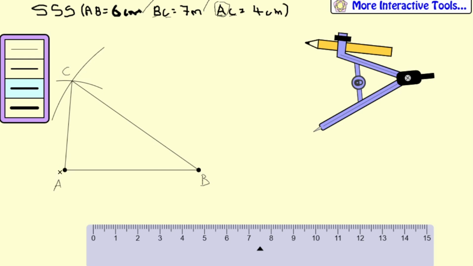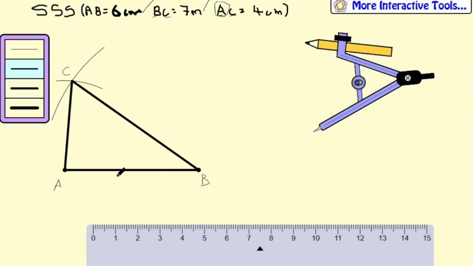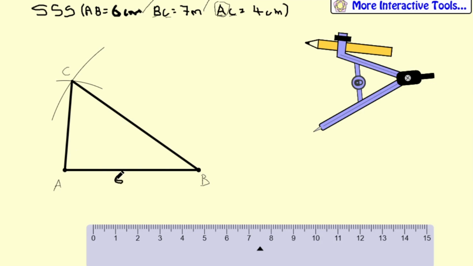And let us darken the important lines, which is AC, BC, and AB. As soon as you have finished that, label the sides. So AB is 6 centimeters, BC is 7 centimeters, and AC is also 4 centimeters. Now we have completed this triangle, and the topic is drawing a triangle given 3 sides.